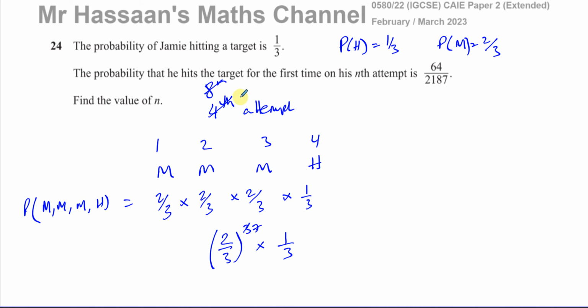So if, for example, the probability that he hits it on the 100th time, then this is going to be 99 times a third. So it'll be 2/3 to the power of 99 times a third, for example.